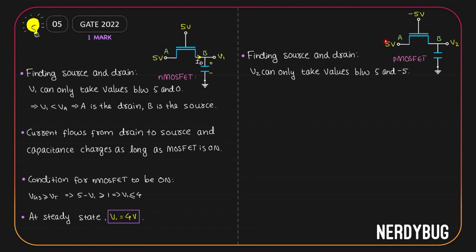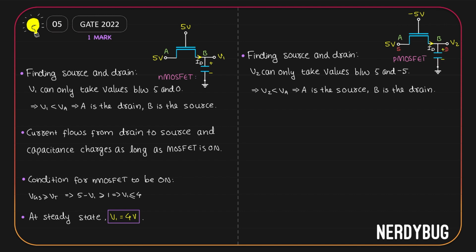Here terminal A has a constant potential of 5 volt. V2 can only take values from minus 5 up to 5. That means V2 is always less than 5 volt. V2 is always less than VA. For a pMOSFET, we connect a more negative potential at the drain than the source. So here B has to be the drain, A has to be the source. Again, in a pMOSFET, drain current flows from the source to the drain. So here the current will flow in this direction and charge the capacitor. So here also the capacitor will get positive potential here and negative here.